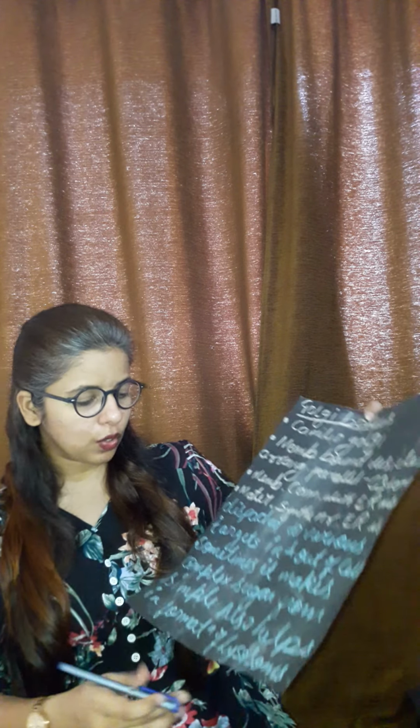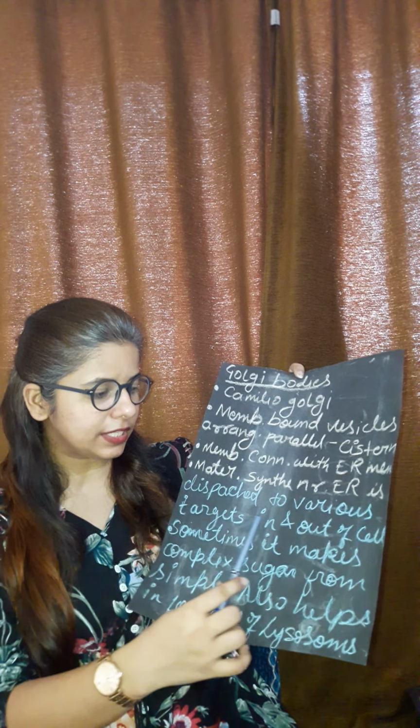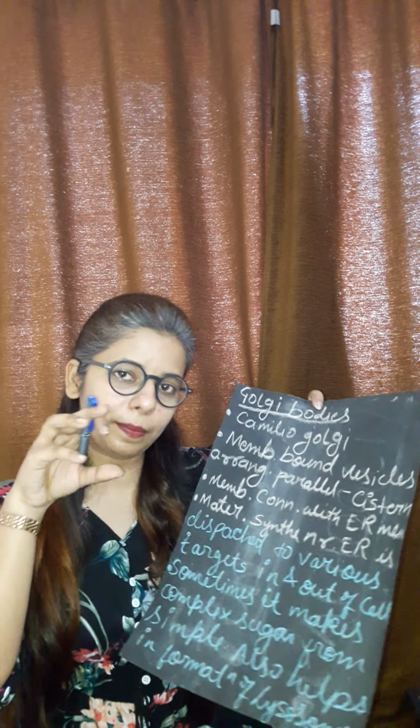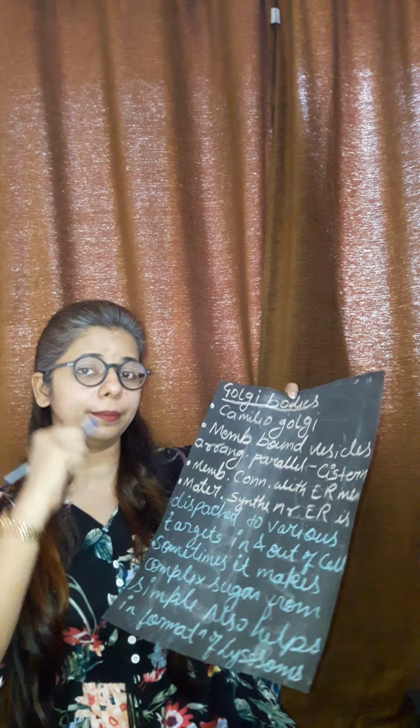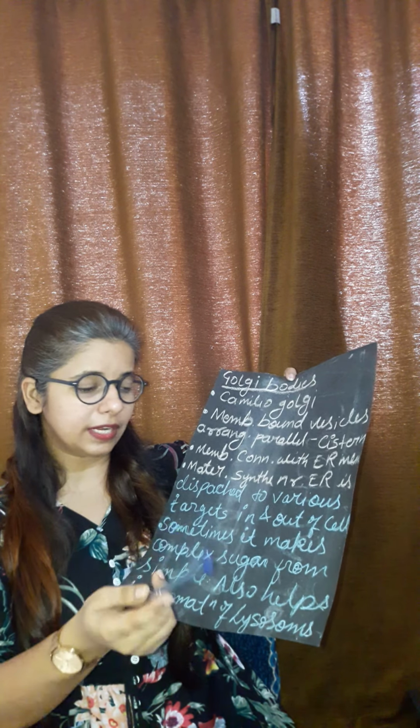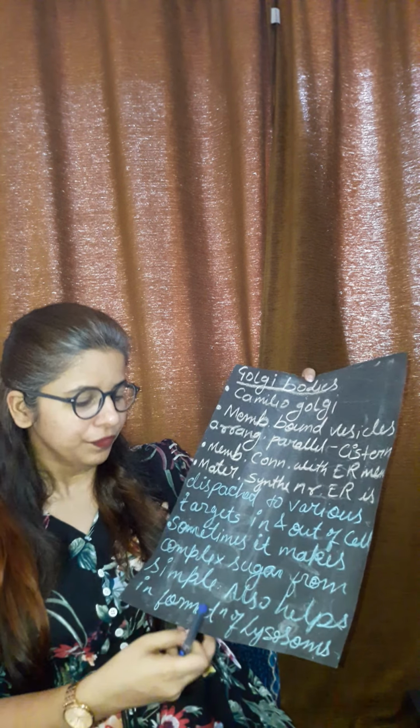So the main function of the Golgi apparatus is that it helps in the packaging of the materials, and it transports the material from one part of the cell to another part, and from inside the cell to outside of the cell. So the Golgi apparatus helps to send the materials to various target sites. Target means the particular place or area inside the cell where the materials are required. That is a target site. It helps to send the materials in and out of the cell.